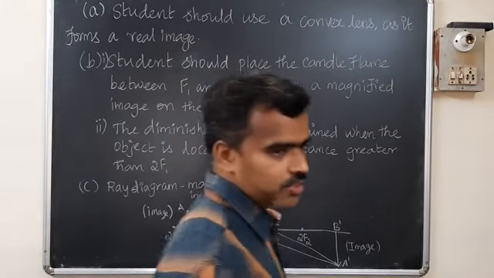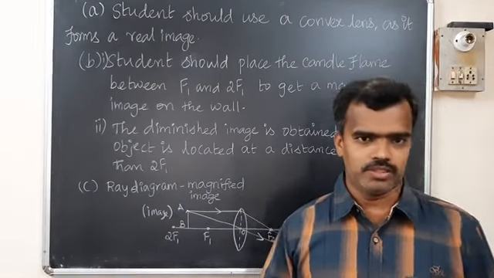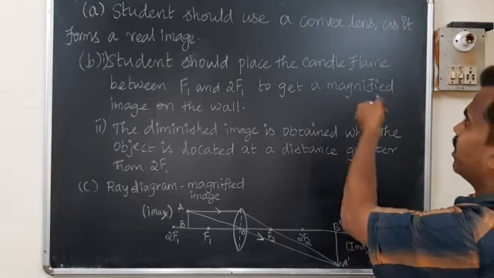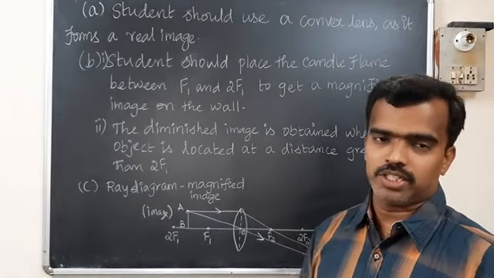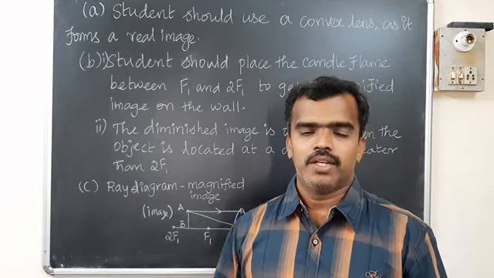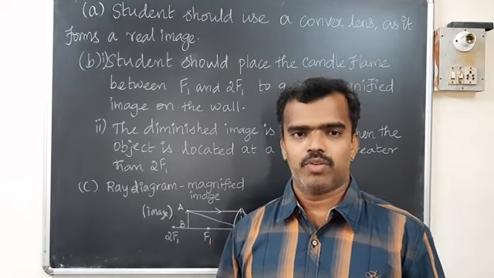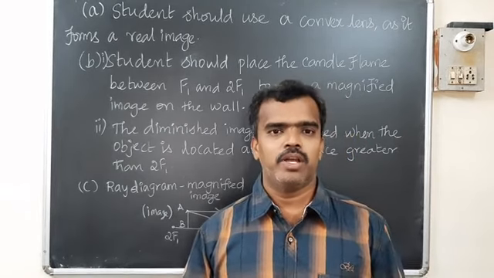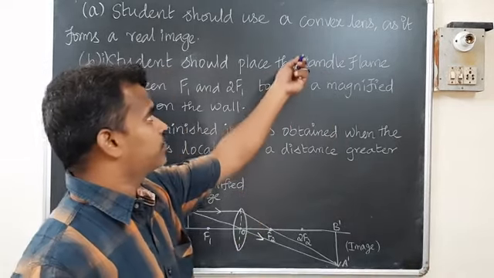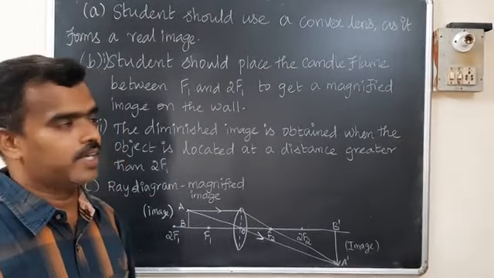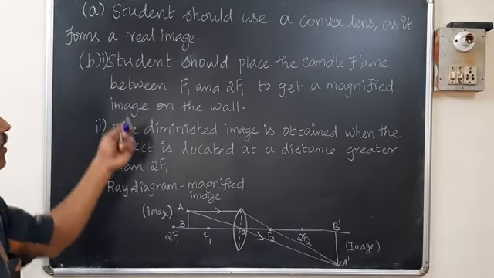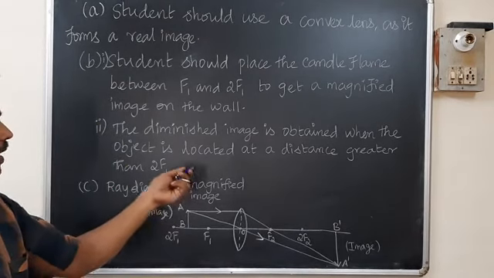So subdivision A asks what type of lens he should use. He has to use a convex lens. Why a convex lens? In the question, the student should focus the candle flame on the school laboratory wall. If you want to project an image on the wall, it should be a real image, so we have to use a convex lens. And subdivision B: in the first part the image should be magnified, and in the second part it should be a diminished image.